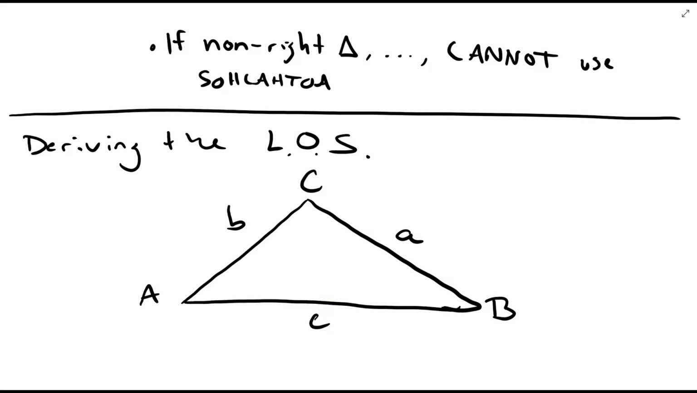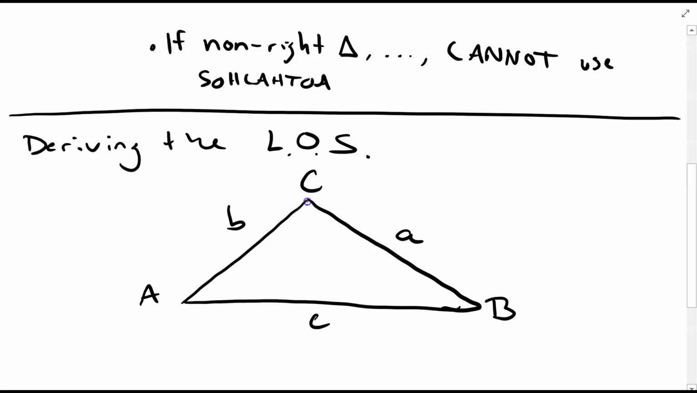So if I'm going to deal with this non-right triangle, how do I know it's not a right triangle? I can look at this and know it's not a right triangle. How do I know that? Yeah, there's no right angle symbol in a corner anywhere, right?